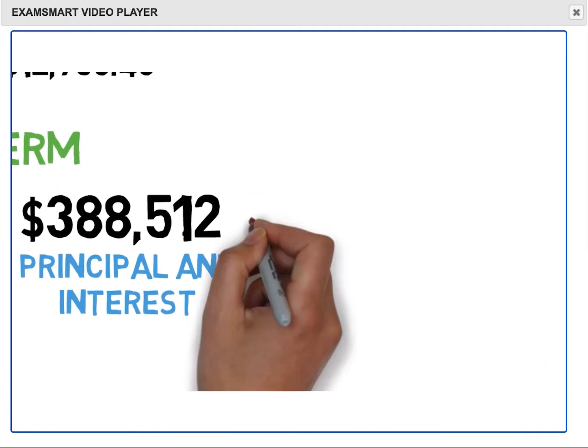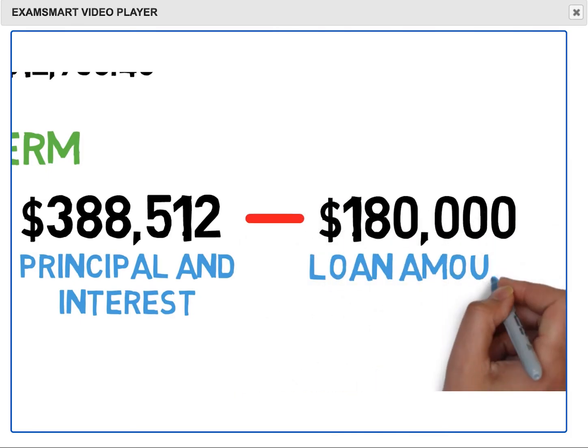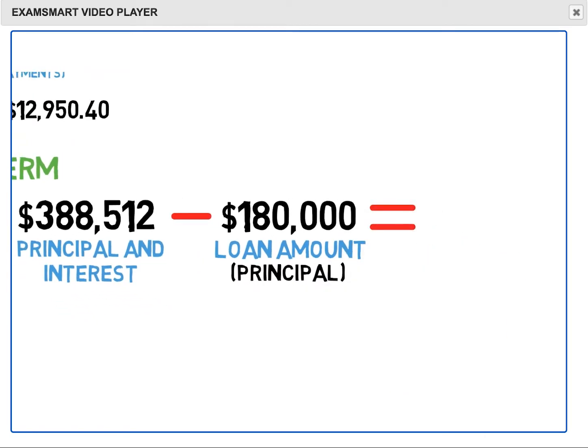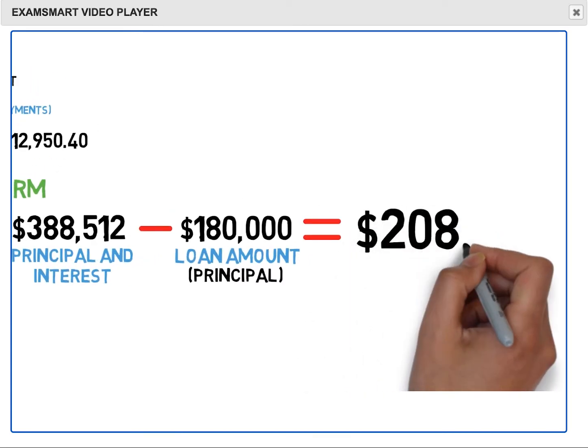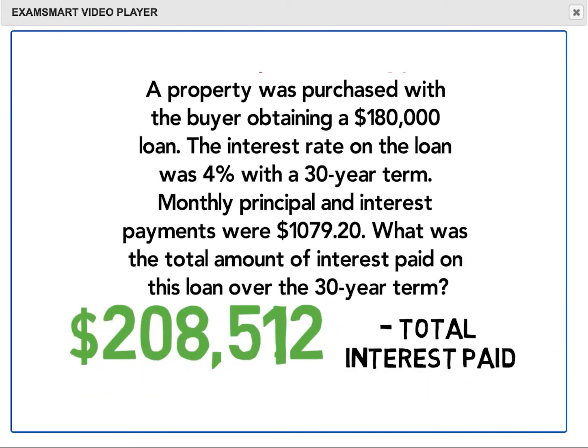Let's then subtract out the loan amount of $180,000, which is the principal. The principal is your loan amount, and the balance will be how much had to be applied to interest. So if we take $388,512 minus $180,000, that means the amount going toward interest over the entire 30 years was $208,512. Our answer again would be $208,512.